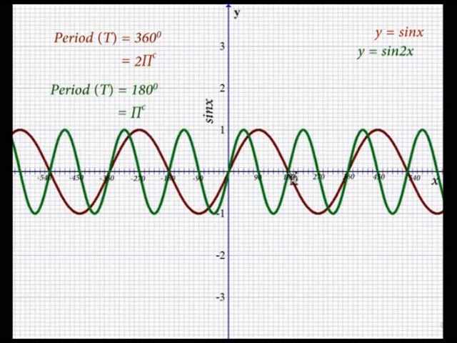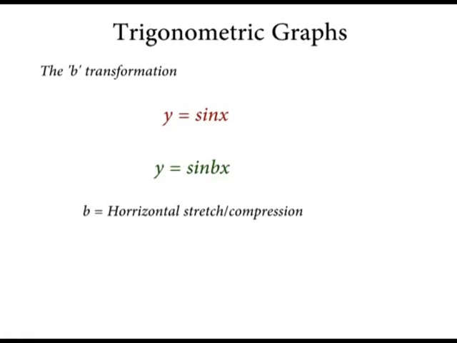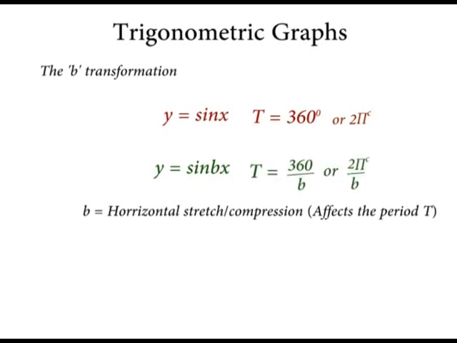And so in general, a B transformation affects the period of the graph. And given the period of y equals sine x is 360 degrees, the period of y equals sine bx will be 360 over b, or 2 pi over b.